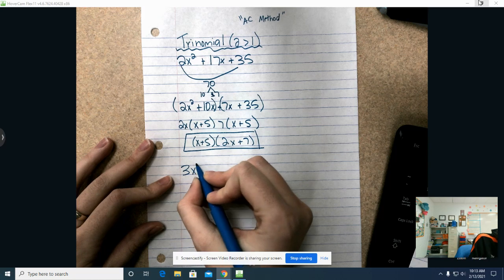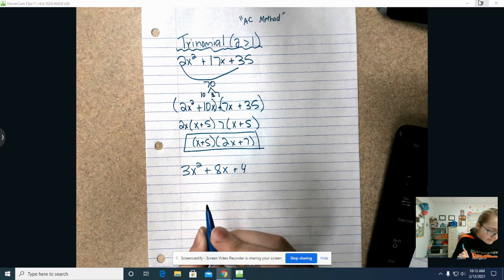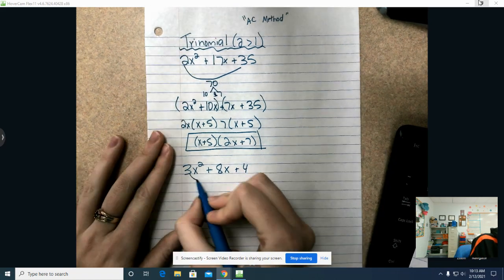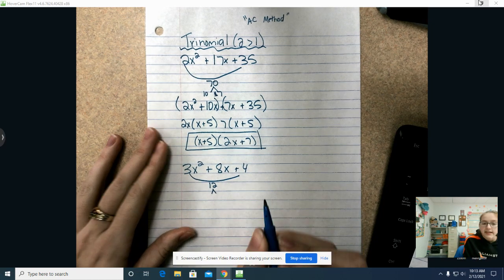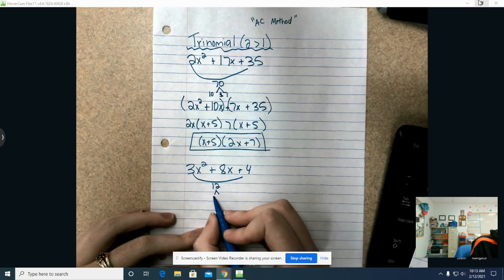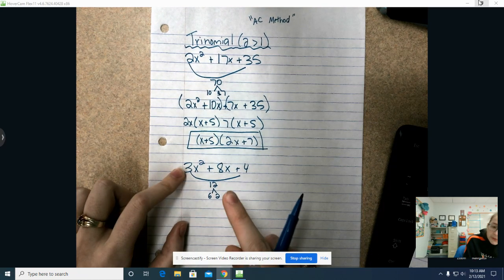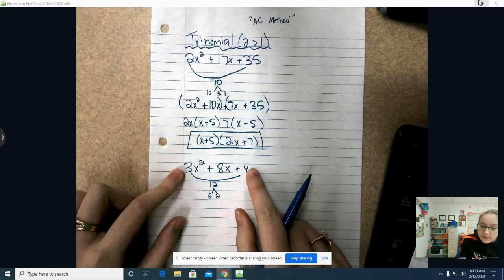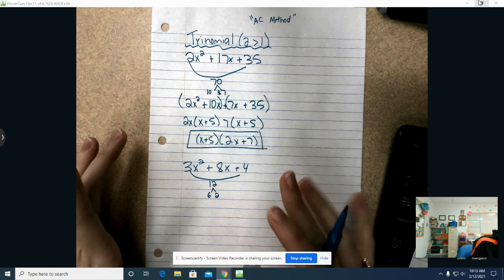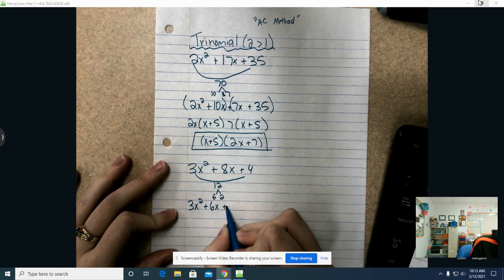So 3x squared plus 8x plus 4. We're going to go ahead and multiply. We're going to have 12. We want 2 things that multiply together to be 12, but add to be 8. In this case, it's going to be 6 and 2. So we're going to want to put the 6 with the 3 and the 2 with the 4, because if we put the 3 with the 2, I wouldn't be able to factor anything out, and we're always trying to factor something out. So we're going to have 3x squared plus 6x plus 2x plus 4.